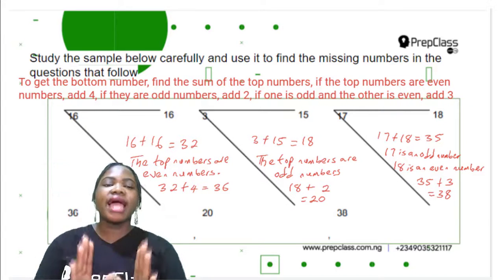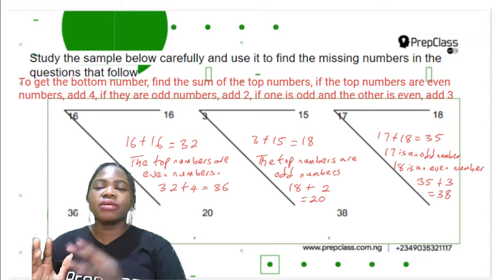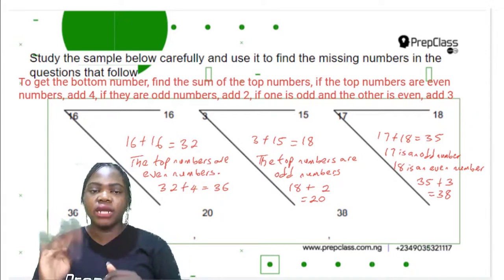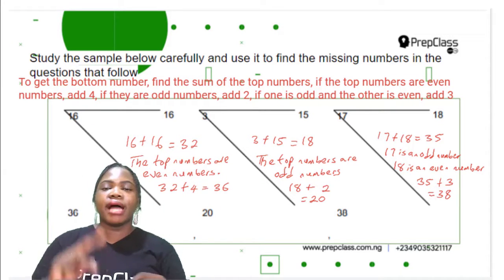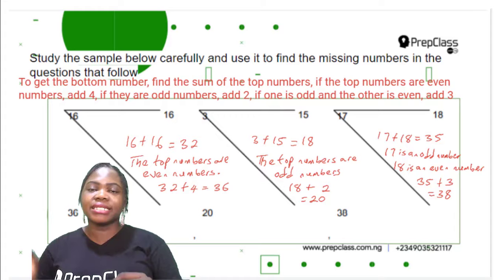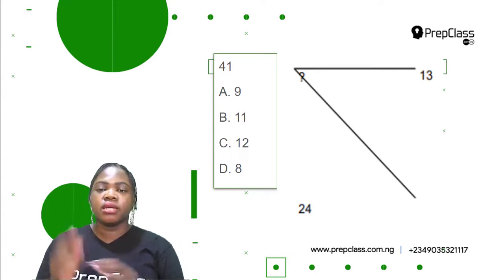Okay. So to get the bottom number, find the sum of the top numbers. If the top numbers are even numbers, add 4. If they are odd numbers, add 2. Then if one of them is an odd number and the other is an even number, add 3. Okay, so let's go to the first question, question 41.